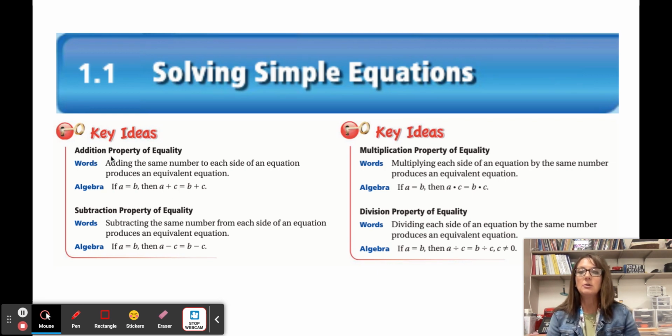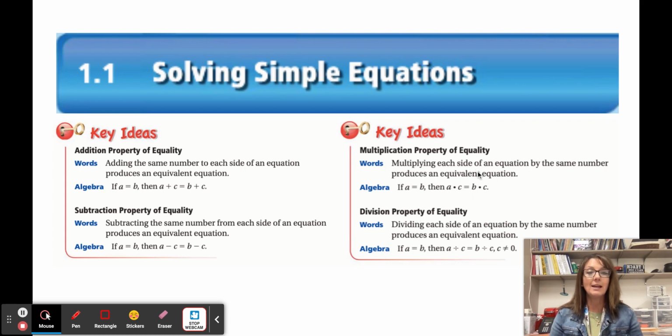We have the addition property of equality. That means that adding the same number to each side of an equation produces an equivalent equation. And the subtraction property of equality, where subtracting the same number produces an equivalent equation. These two, addition and subtraction, are inverse operations. One will undo the other. Same is true for multiplication and division. They are also inverse operations.